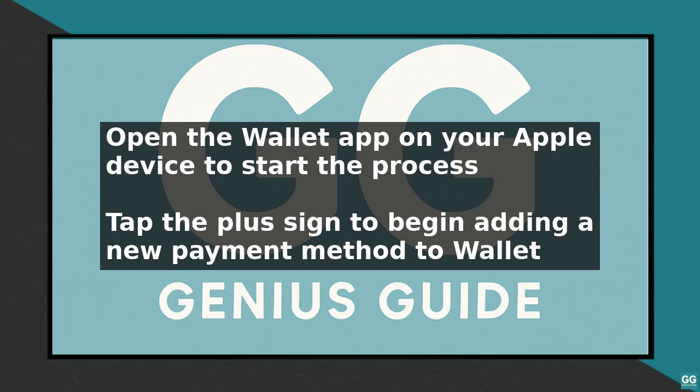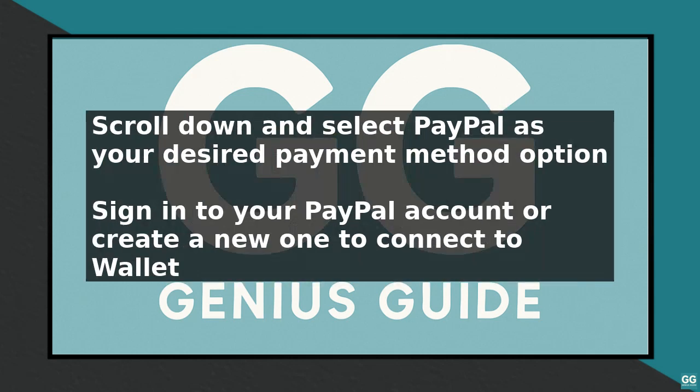You will see a list of available payment methods, including credit or debit cards and other digital payment services. Scroll down and select PayPal as your payment method. You will be prompted to sign in to your PayPal account or create a new one if you do not already have an account. Enter your PayPal login credentials to connect your account to Apple Wallet.